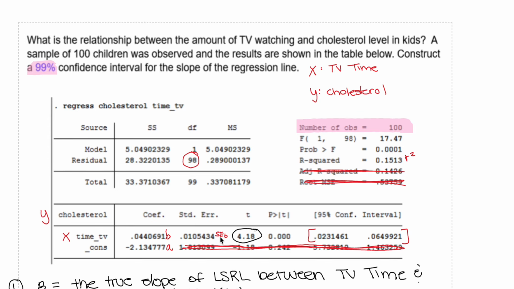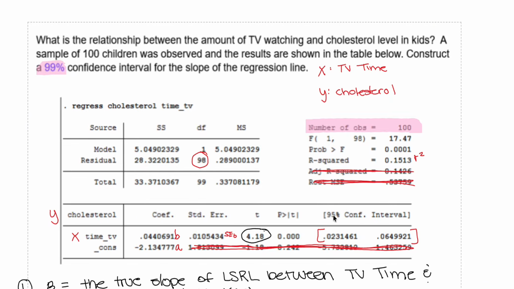Standard error, meaning this will be SE sub B, and T will be here. And we know that this is a 95% confidence interval, the data right here, but the question is saying a 99% confidence interval. So will this be wider than a 95% confidence interval or narrower? I believe you said wider. Yep, because it covers a larger range of data.